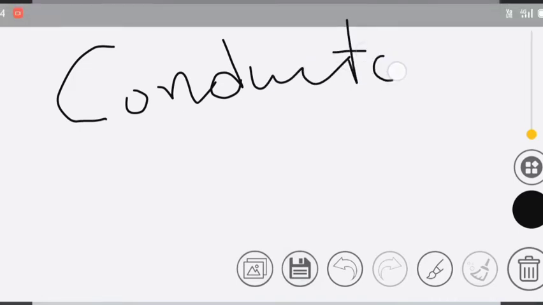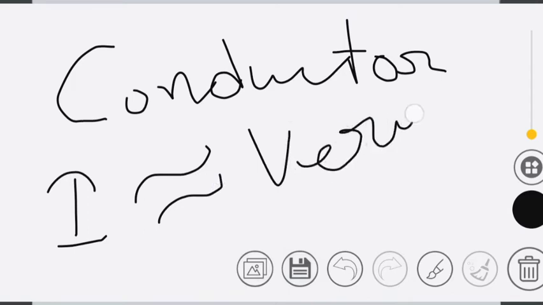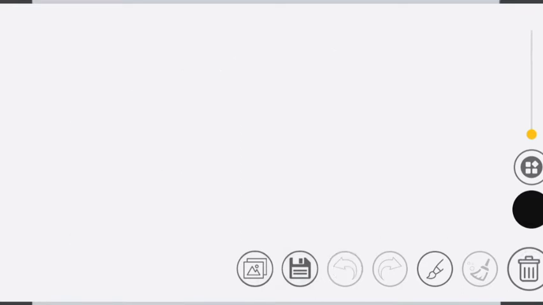What is a conductor? The first question that arises in your mind is what is a conductor? The basic definition of a conductor is the material which allows current to flow through it easily. So in a conductor, current can flow very easily. Up to here clear? Very good.